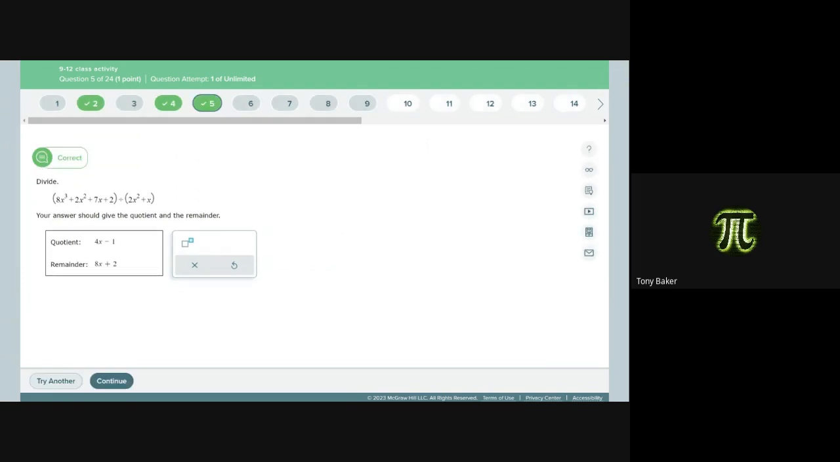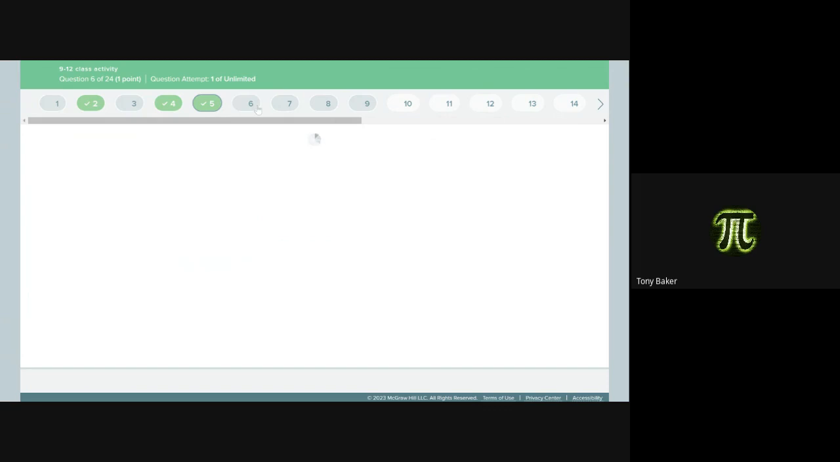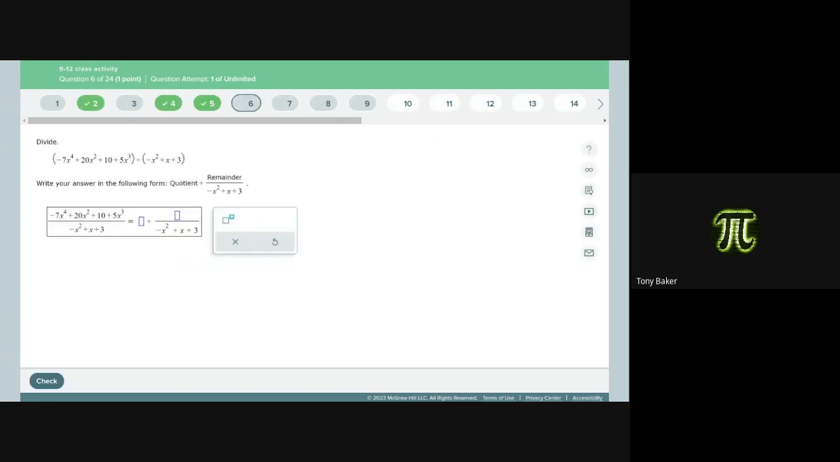Have you already read it, x squared? Yeah, so if you're doing this as a fraction, you write the 2x squared. You always write your divisor as the denominator. I think this is the one that, yeah.